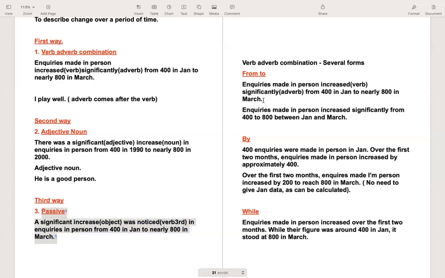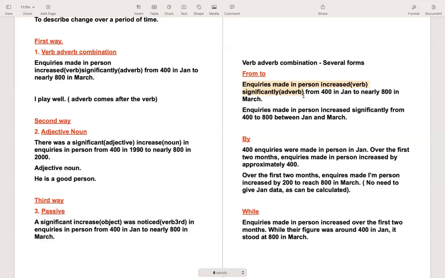Okay, so now I'll also do the variations for the verb adverb one. For example, you don't want to end up repeating, like you don't want to write everything from 400 in January to nearly. So there are alternate ways to do it. The main sentence remains the same. See, till inquiries made in person increase significantly, it will remain the same.